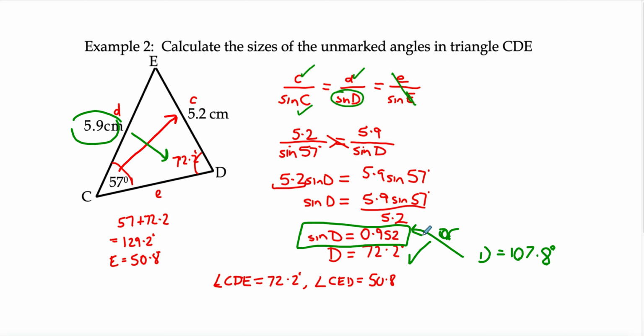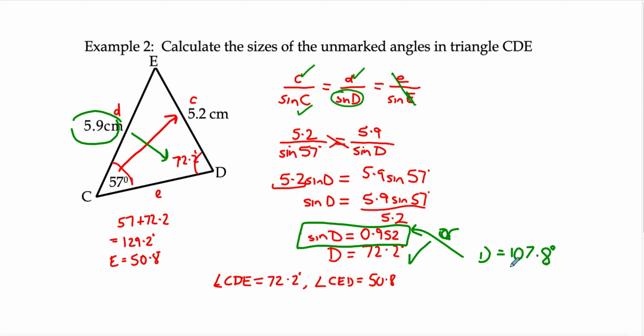So for sine angles, if we're working backwards, if we know the ratio 0.952, we know this number, and we're working back to the angle, if we know our angle is acute, our calculator is going to give us the right answer every time, no problem. If you're told that the angle is obtuse, or you're asked to find the two possible values of an angle, then what you've got to do is work out a second one.